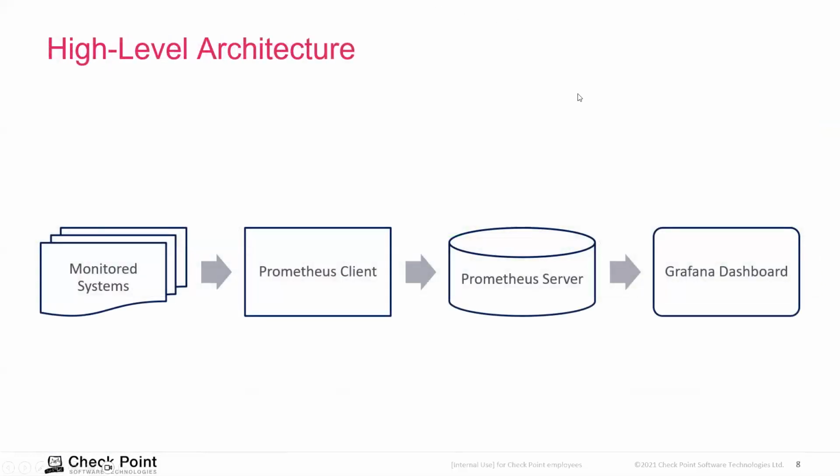This is a high-level architecture slide. So the monitored systems will be either a gateway or management server, and this does work for Maestro now. So if you have any clients out there that have Maestro, this also works for that. So the monitored systems would be gateways or management servers that are pushing data into the Prometheus server, and then that gets displayed in a Grafana dashboard. And there's a little bit more detailed architecture slide in the deployment guide.